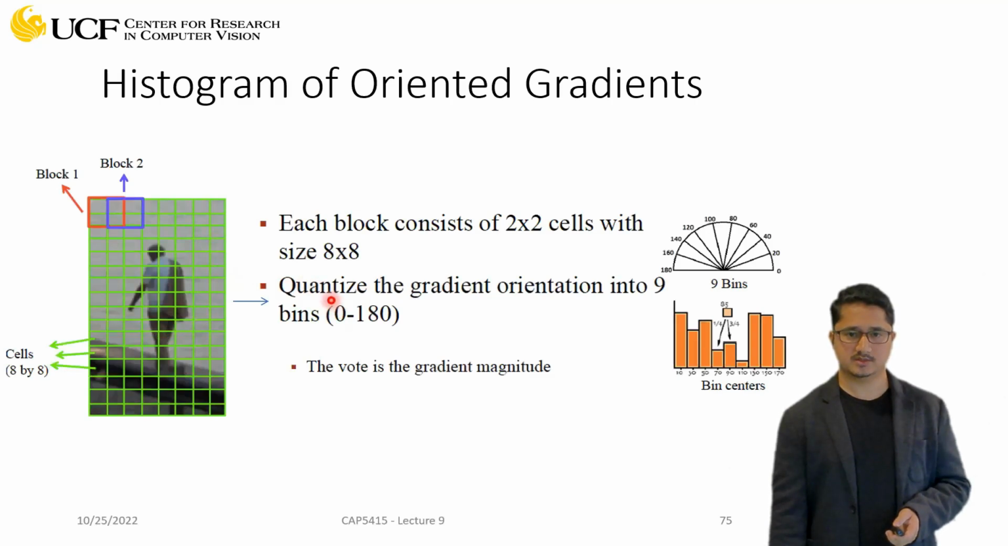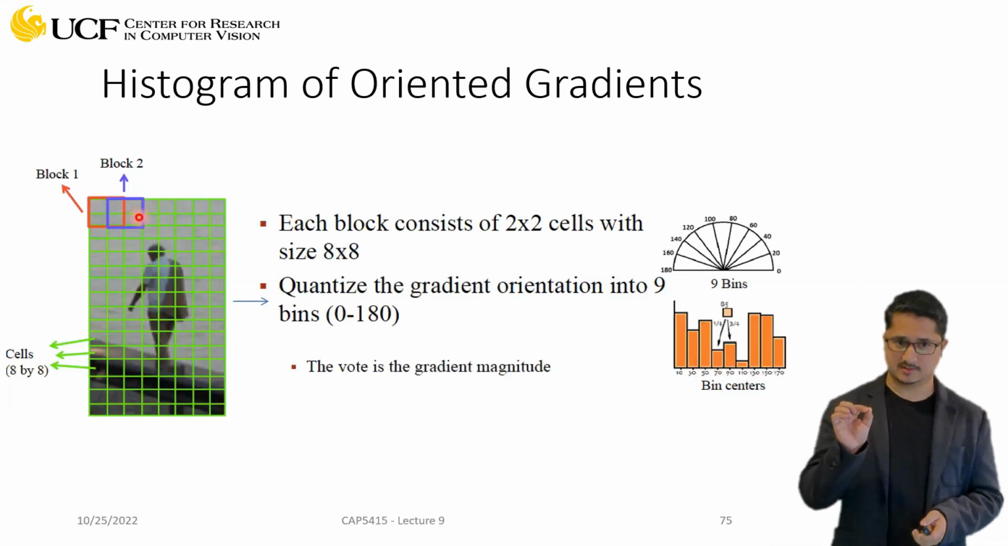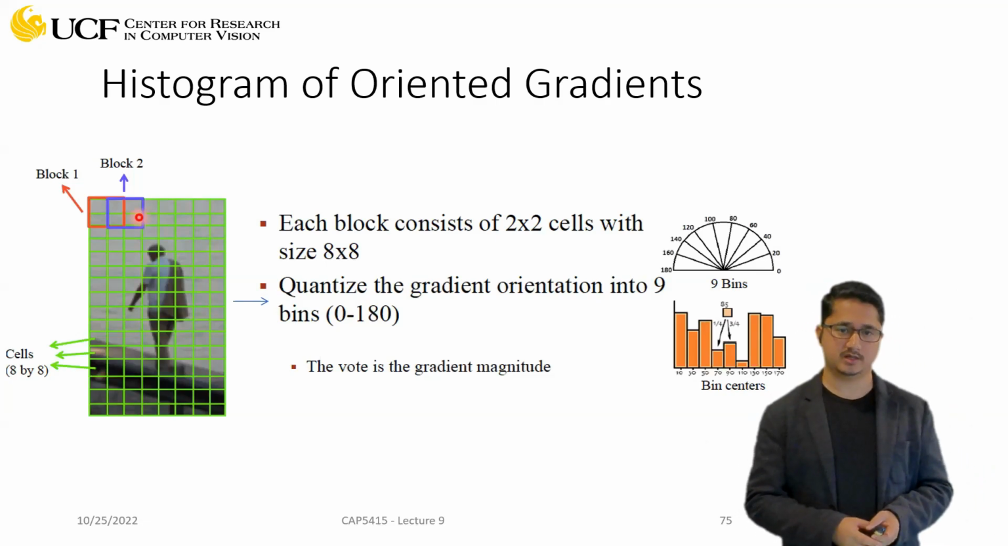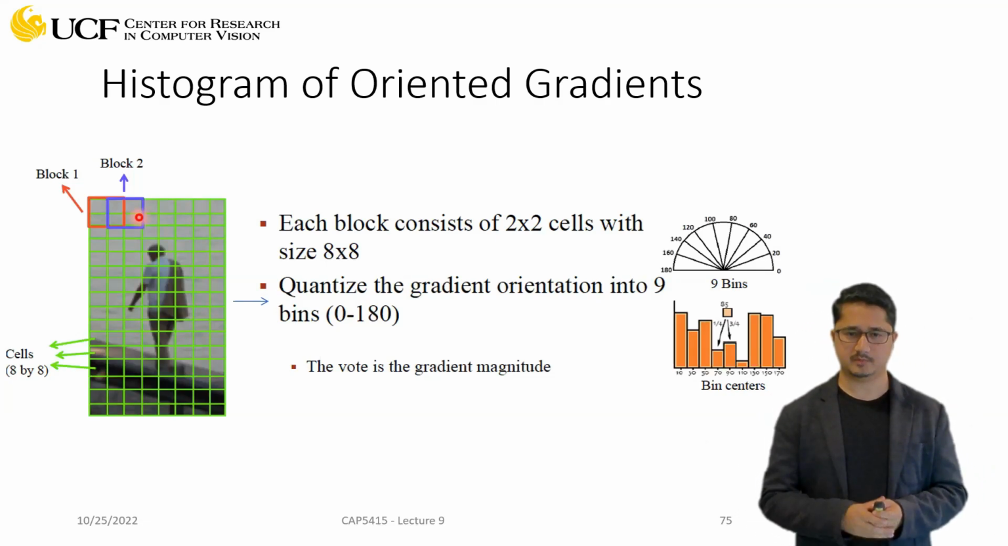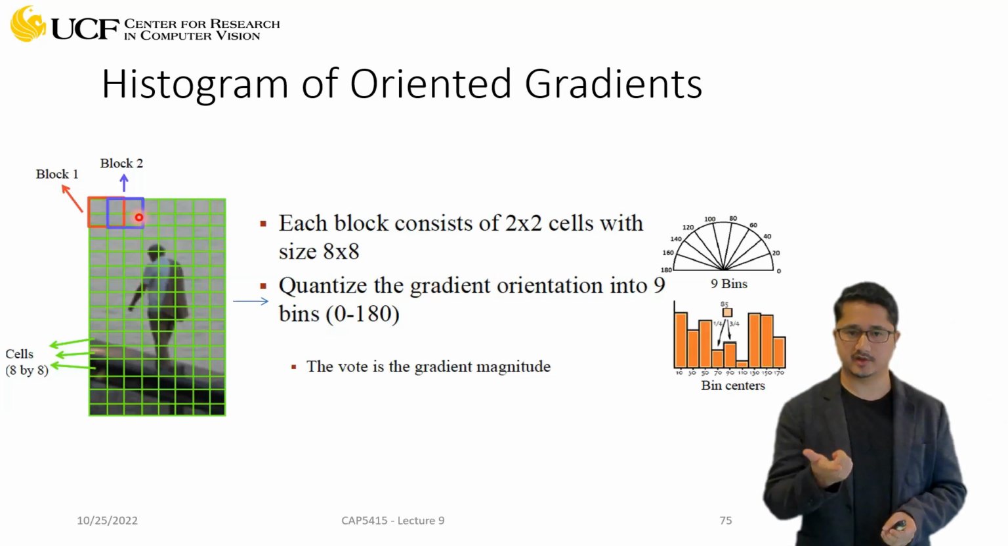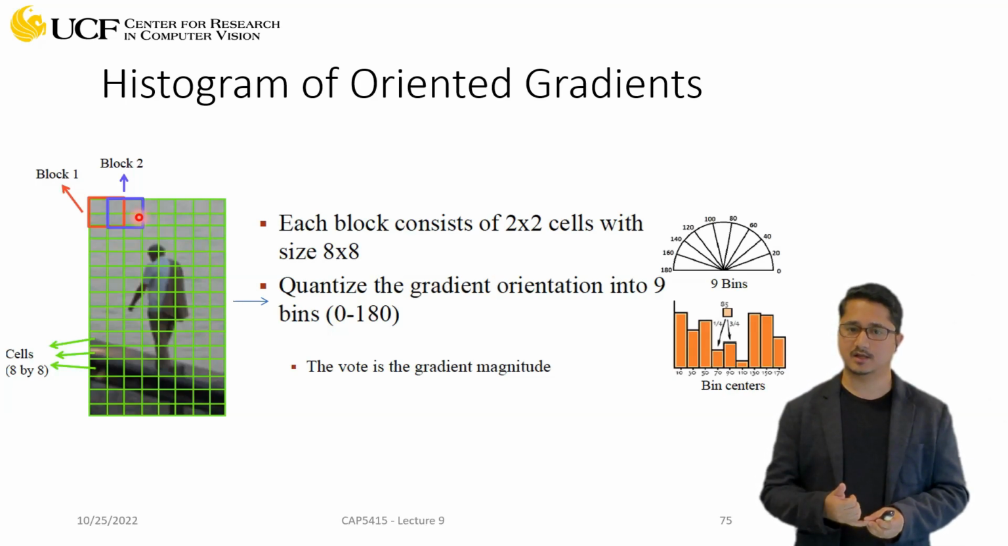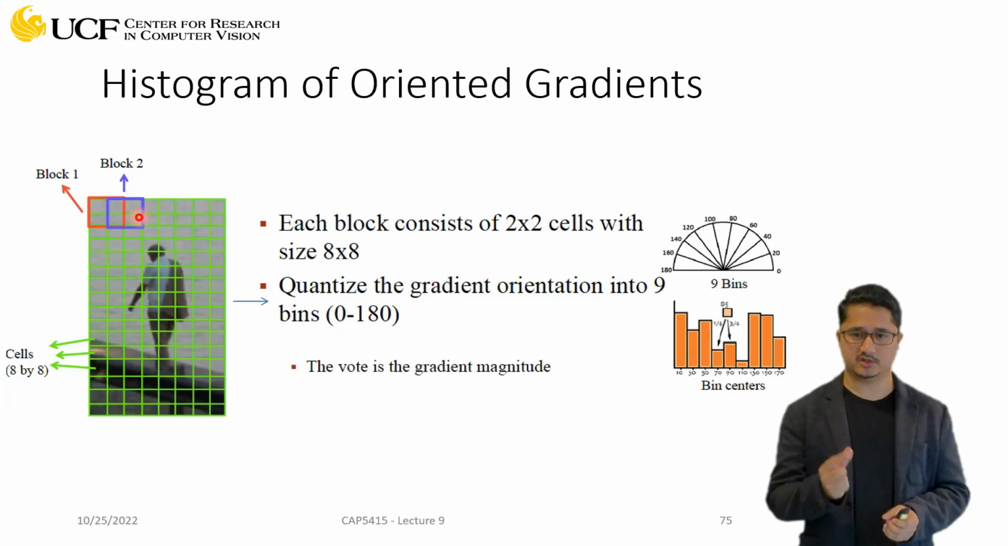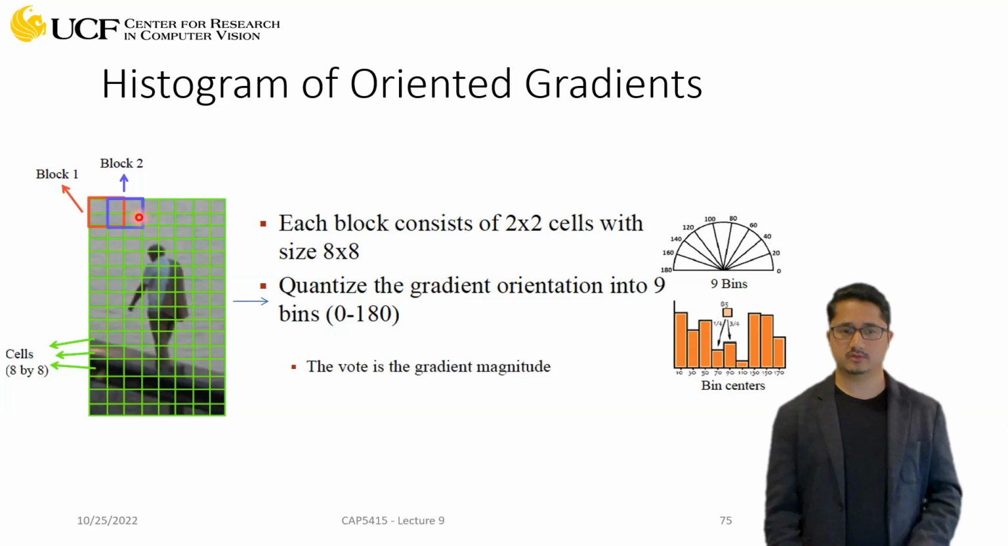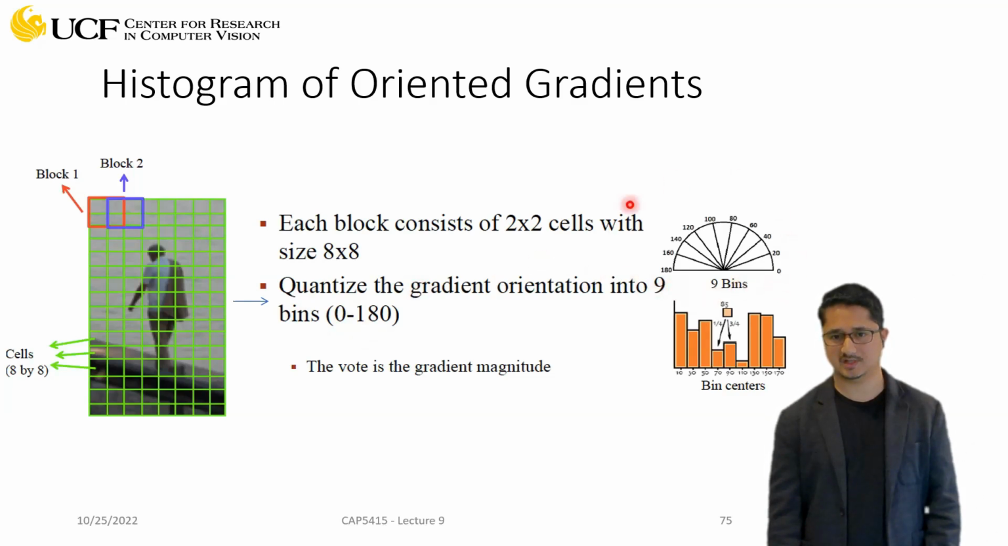So what you do is, you try to create a histogram for each cell. Okay, so now for each cell, you have how many? 8 by 8 pixels, right? You have 64 different pixels. And for each pixel location, you will have the gradient magnitude, and you will also have the orientation. Now, what you do is, first of all, let's try to understand how we define bins. It can be a little complicated, but bear with me.